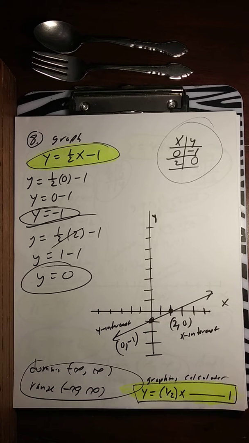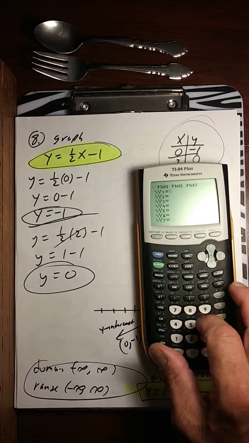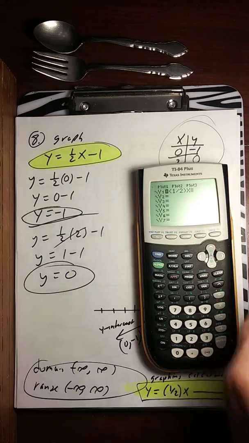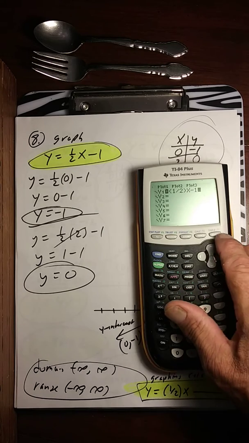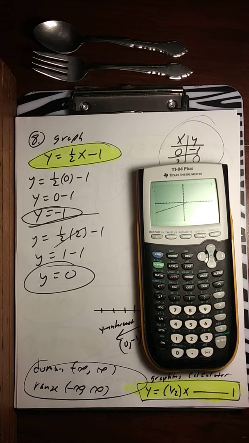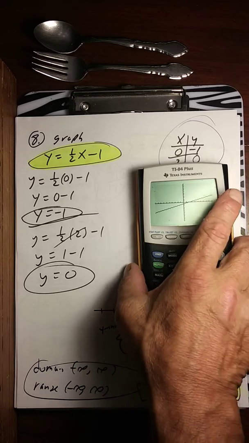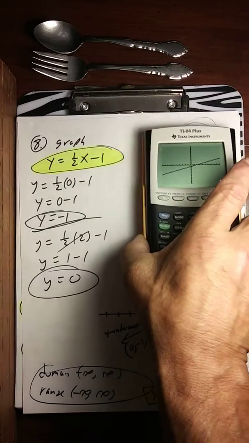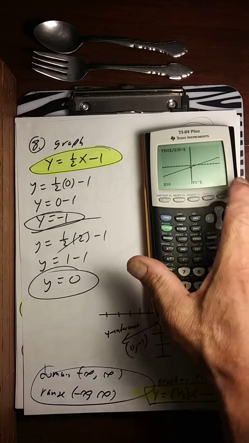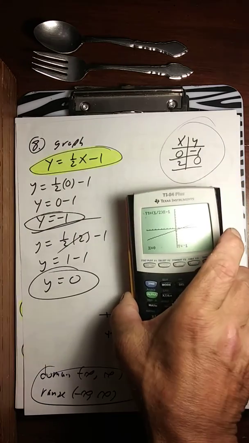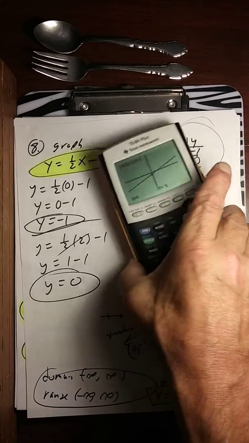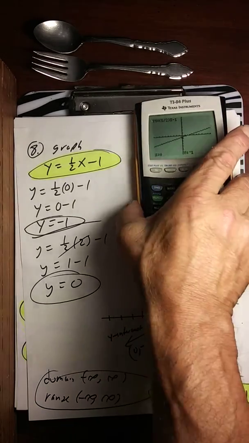Now, or calculator, yes, of course. Let's put it in a calculator. So we have parentheses 1 divided by 2 x minus 1 and hit graph. So now that's the graph. Looks kind of like this one. Or do a trace on it. You can find some other points in there. Okay. 0, negative 1, right there. Okay, go to the next one.